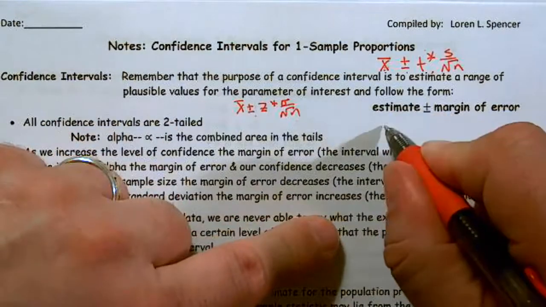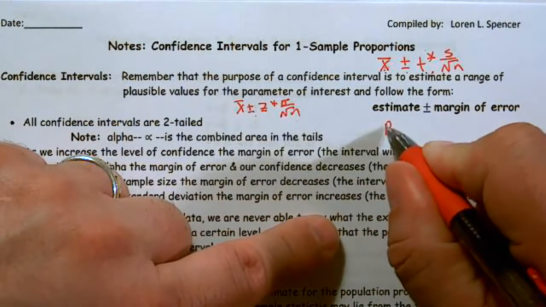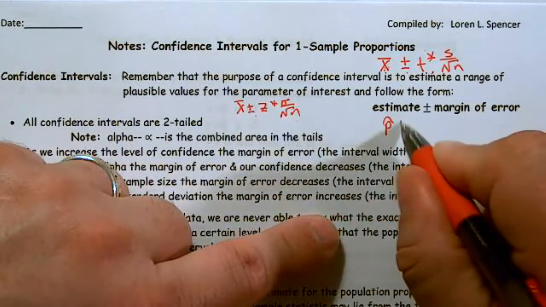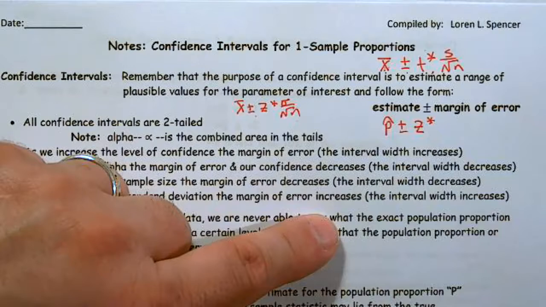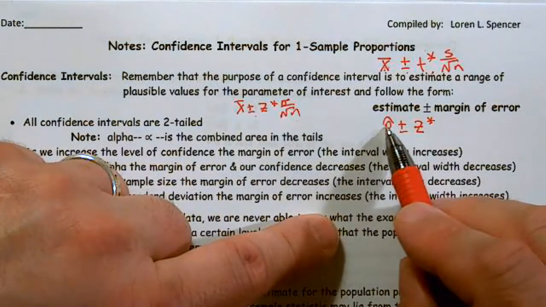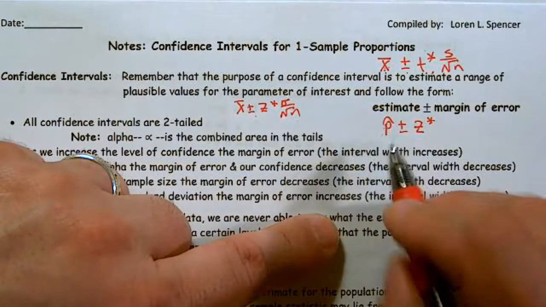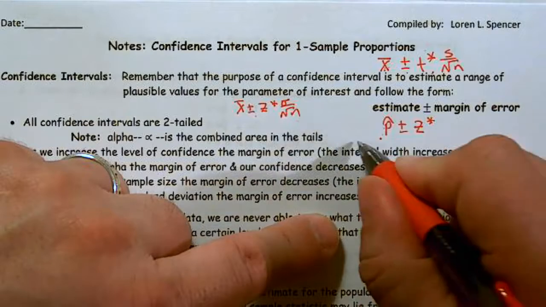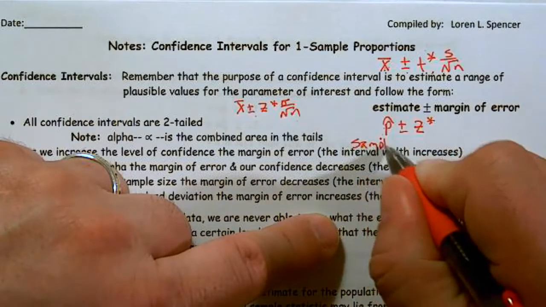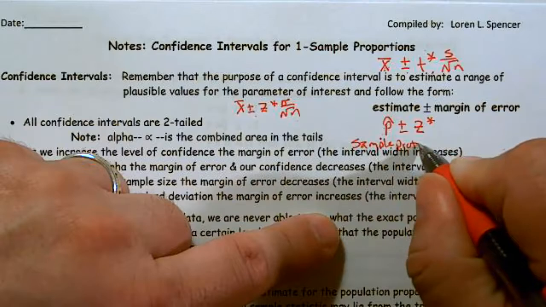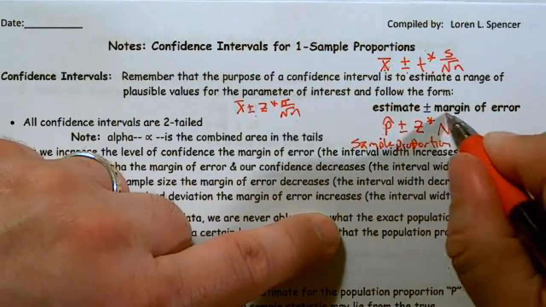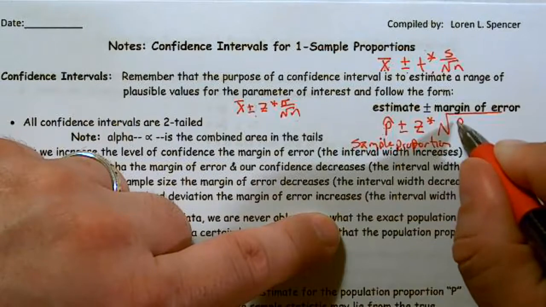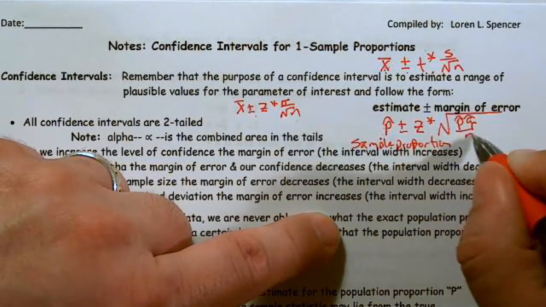Well, when we work with proportions, our best estimate is P hat. By the way, this is true for all proportions, or Z stars. So we're working with the P hat, my sample proportion, which is my best estimate. And then the rest of it is going to be the square root of P hat, Q hat over N. So that's my formula, all right?